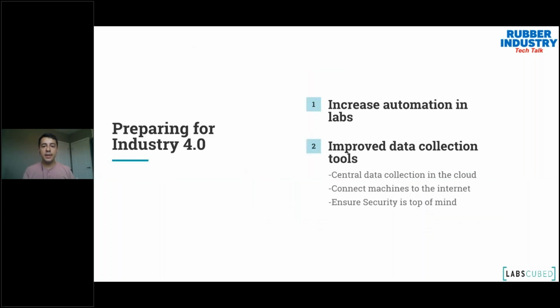So what can you do today to start moving in that direction? I think there are two major things you need to think about. One is increasing automation in labs, because we're talking about labs today. Production is already improving every single day and ramping up. But if you can increase your automation in labs today, that's a huge step forward.